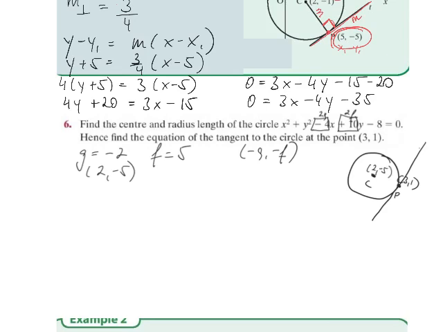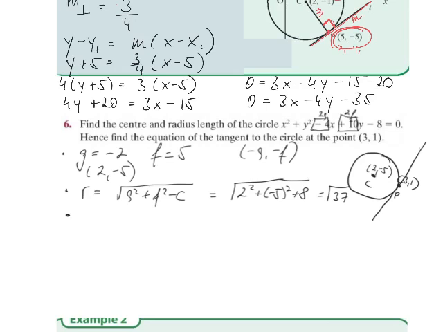Okay, so we are supposed to find the radius, so we can just use the distance formula, or we can also use this one. R equals the root of g squared plus f squared minus c, which gives us the root of 2 squared plus minus 5 squared minus c, minus 8 is then plus 8, and that gives us the root of 4 plus 25 is 29 plus 8 is 37. So this is root 37.